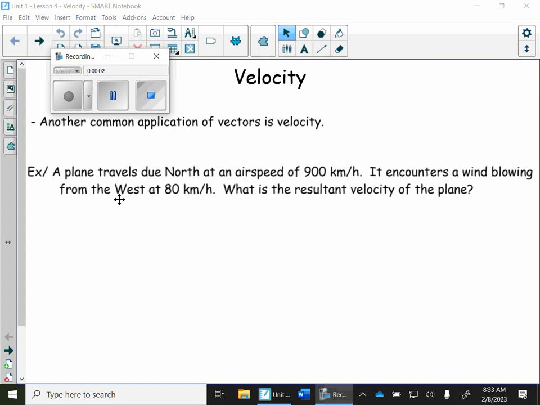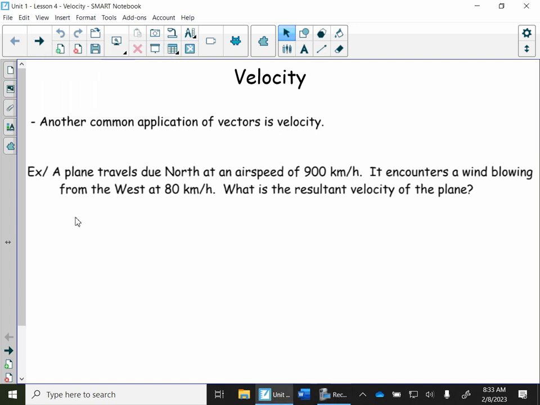In this lesson, we're going to take a look at another application of vectors, vector addition in particular. We're going to look at velocity this time. Yesterday was force, today is velocity. There's no really new math. We're just going to try and apply the idea of vector addition again and look at resultants. So, take a look at the first example here.